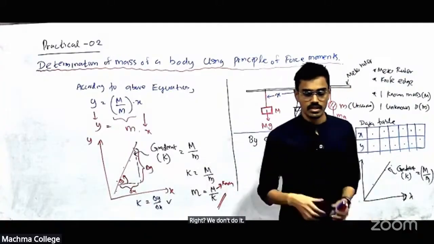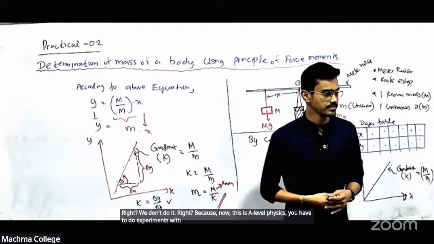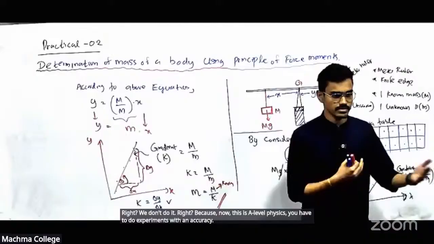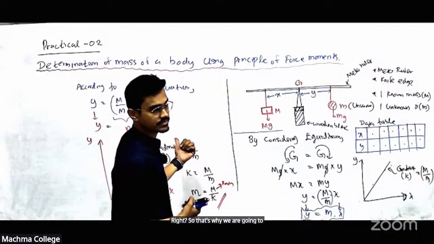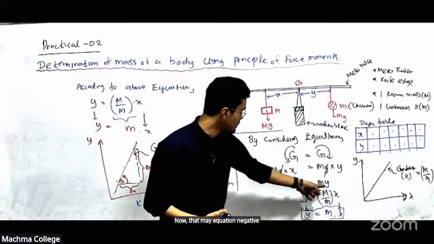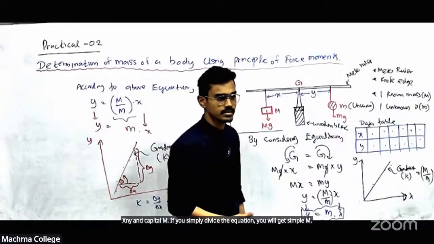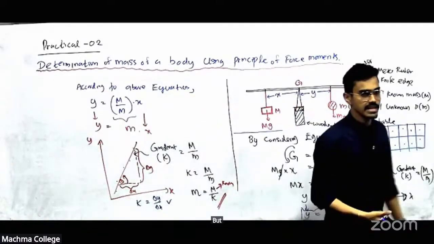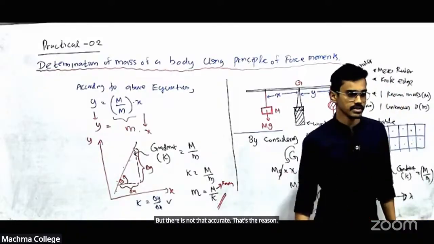Because now this is A-level physics. You have to do experiments with accuracy. If you simplify the equation with one x and y and capital M, you will get simple m, but that is not that accurate. So that's why we are going to the graphing method. Always we are going to the graphing method.